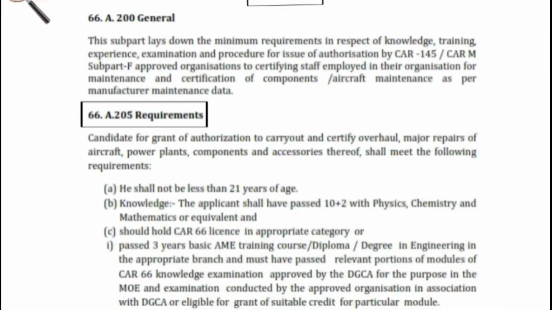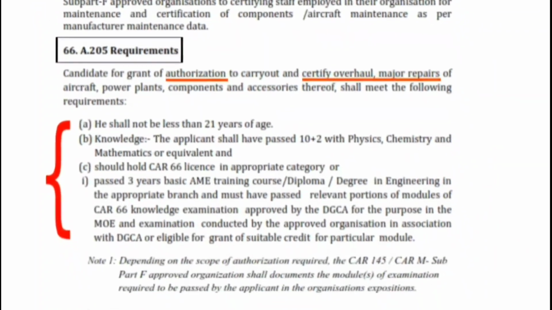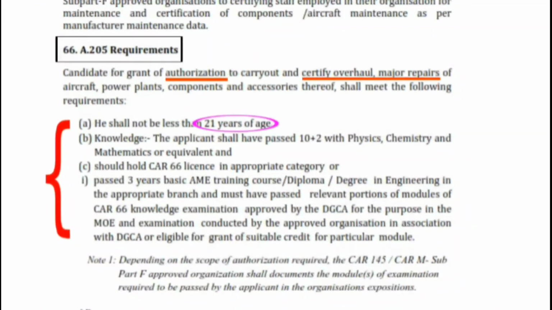Requirements. When an organization is going to issue an authorization to a person to certify for overhaul and major repair, it needs to ensure these points before giving authorization. First point, an important one. His age should be not less than 21 years. That's very important. Second, he should be 10+2 with PCM or equivalent will also do. And third is, he should have an AME license.